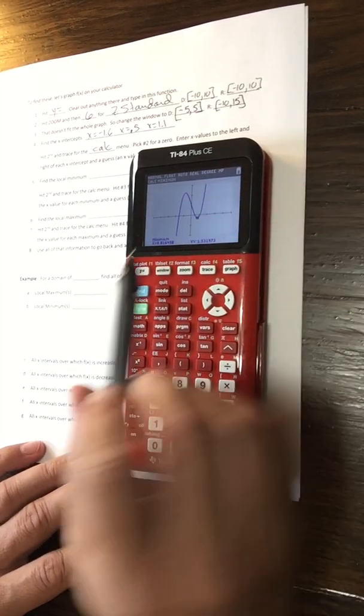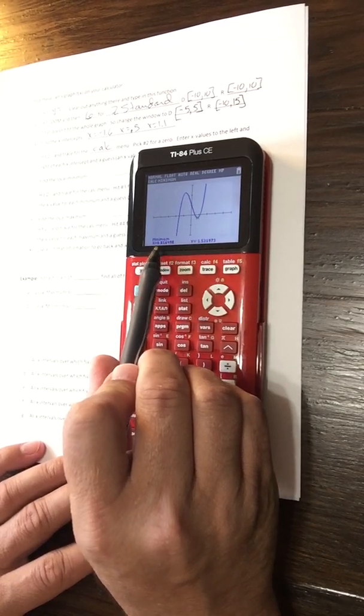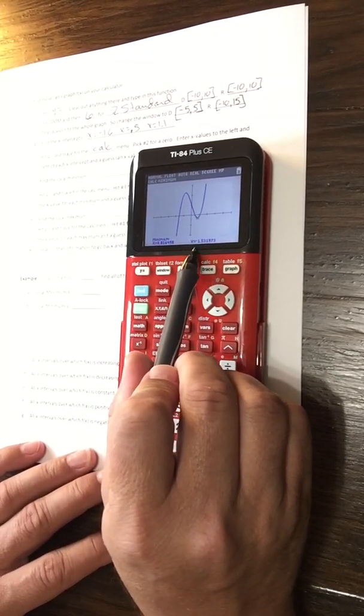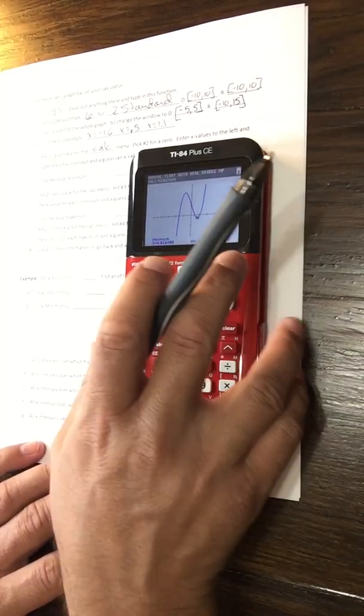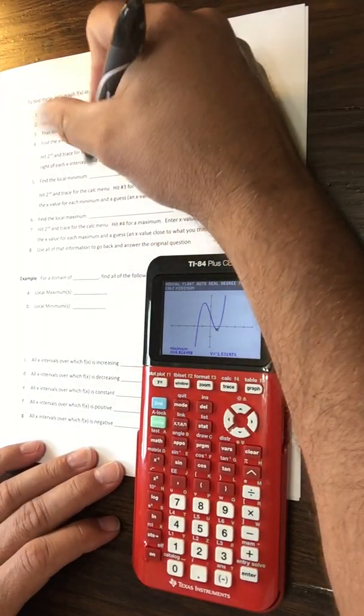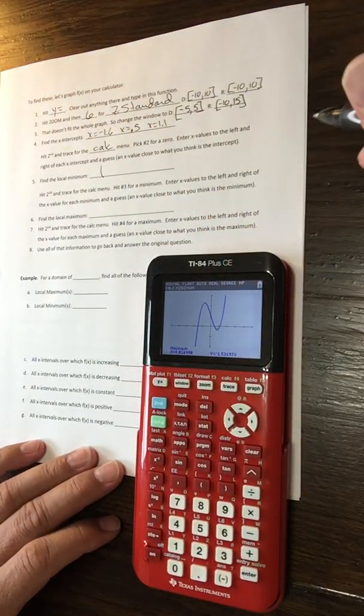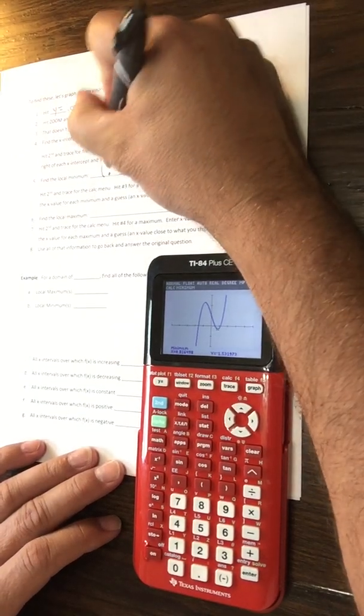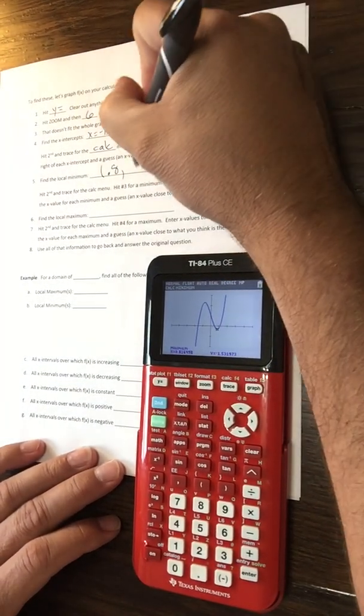Anyway, here's the minimum. It found it at 0.816, and the y value is -1.53. So I'm going to say the local minimum is 0.8 and -1.5.